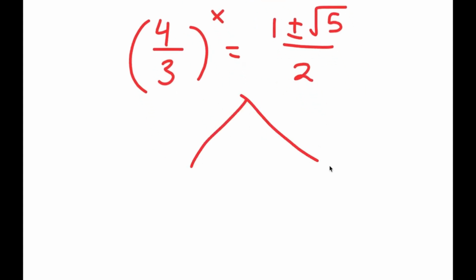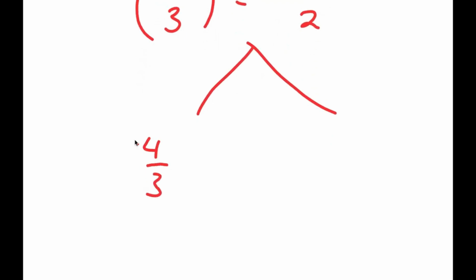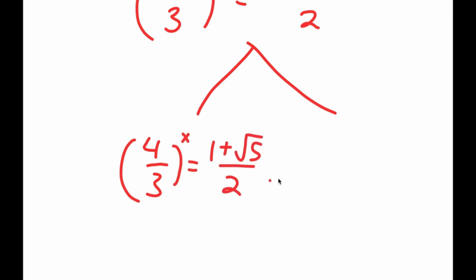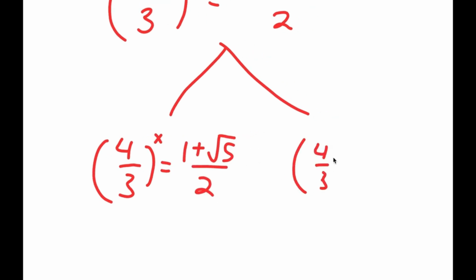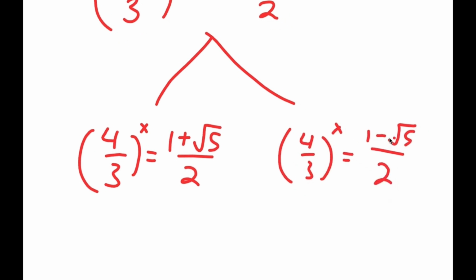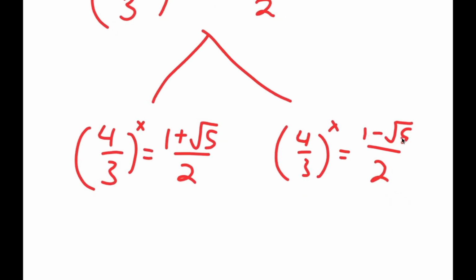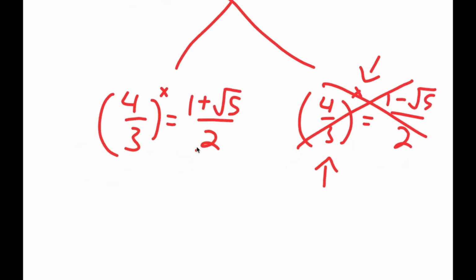Now, this gives me two equations. I get (4/3)^x = (1 + √5)/2, and I get (4/3)^x = (1 − √5)/2. Now, 1 minus the square root of 5 is going to be a negative number. And notice how this is a positive number to some power. Well, you can't take the power of a positive number and make it equal negative, meaning there's no solution to this equation, and all that's left is this equation.